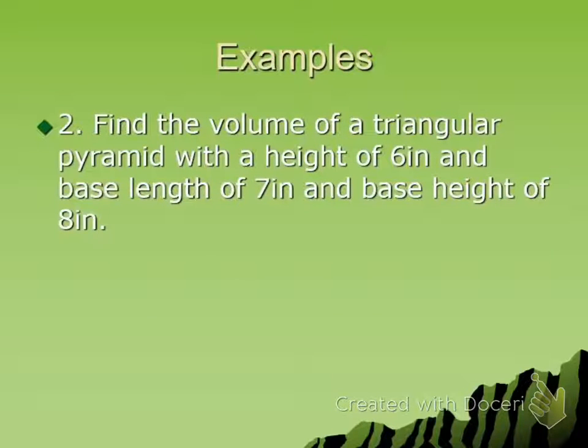All right, find the volume of a triangular pyramid with a height of 6 inches and base length of 7 inches and base height of 8 inches. So again, we have to be careful about what units we use where. We again are going to take capital B times H divided by 3 to get our volume. But the first thing we have to calculate is capital B.